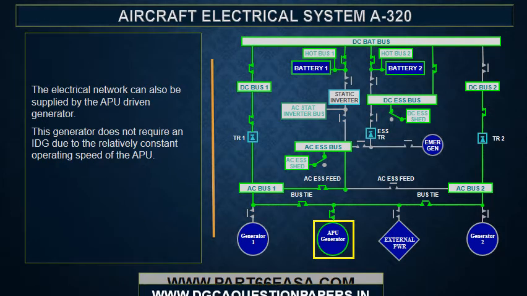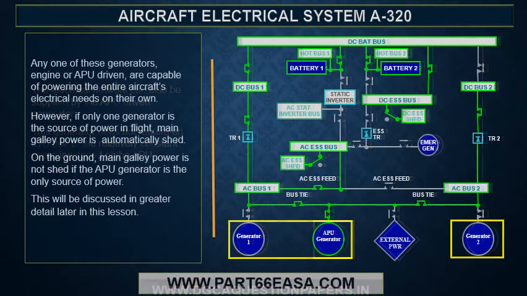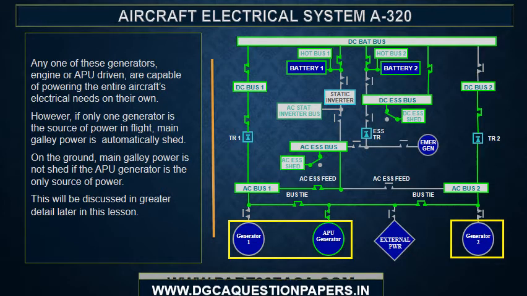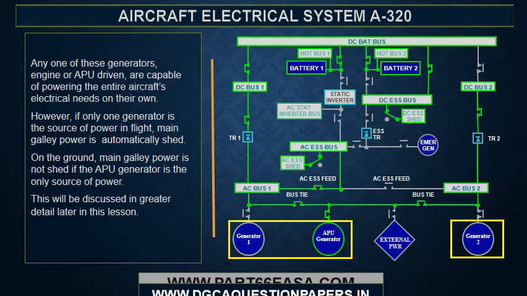The electrical network can also be supplied by the APU-driven generator. This generator does not require an IDG due to the relatively constant operating speed of the APU. Any one of these generators, engine or APU-driven, is capable of powering the entire aircraft's electrical needs on its own. However, if only one generator is the source of power in flight, main galley power is automatically shed. On the ground, main galley power is not shed if the APU generator is the only source of power. This will be discussed in greater detail later in this lesson.